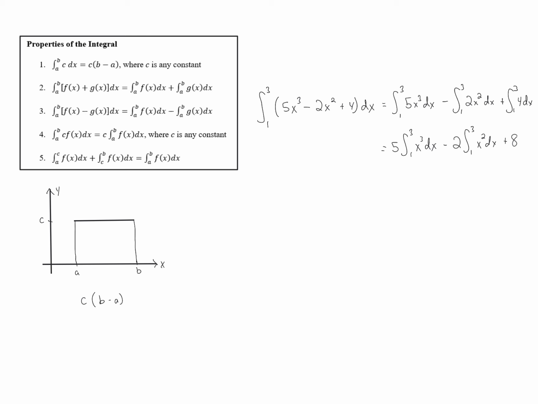In the end, you don't actually think about these properties every time, because when you do them over and over again, you just go through and you deal with them one term at a time. But these rules are what allow us to do that.